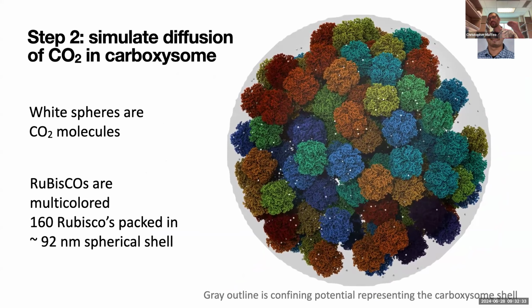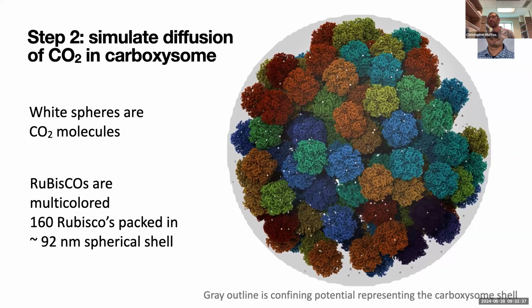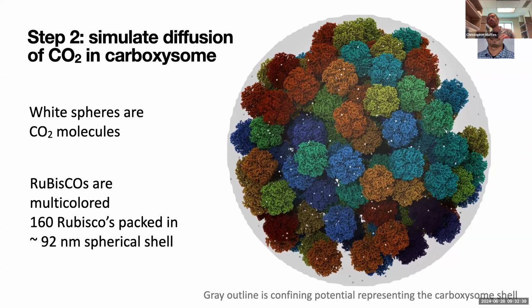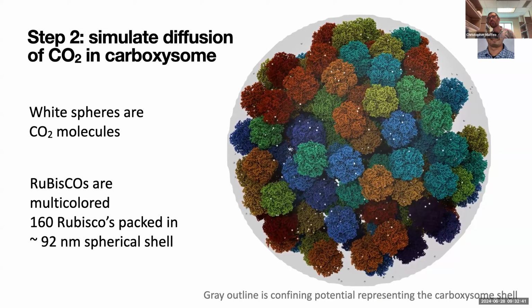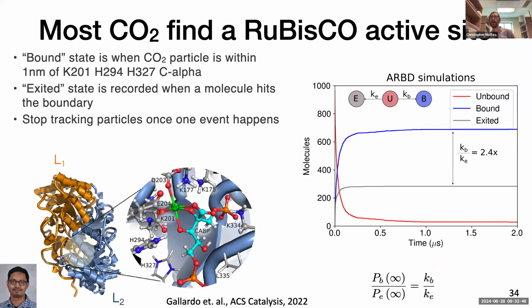And he just looked to see how often they encountered the active site of the enzymes and how often they hit the wall confining them. And it turned out that the ratio of those two things ended up being around 2.5. So for every carbon dioxide molecule that tried to exit, 2.5 first tried to strike their target site.